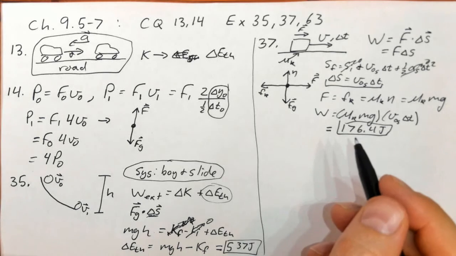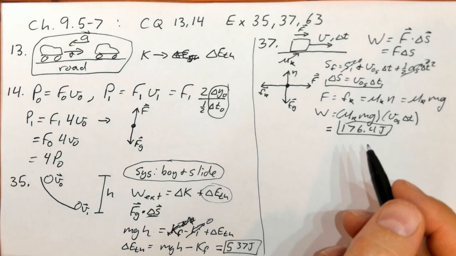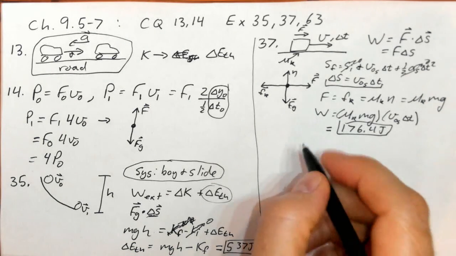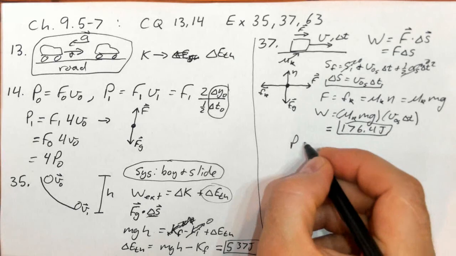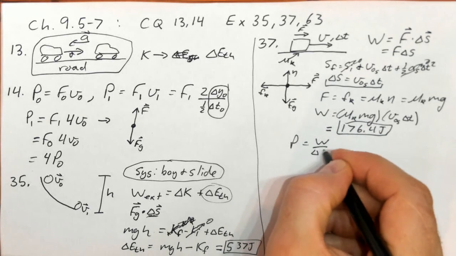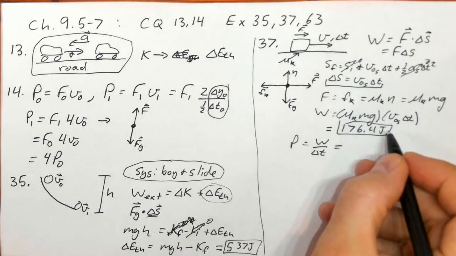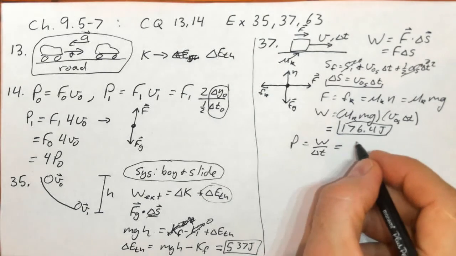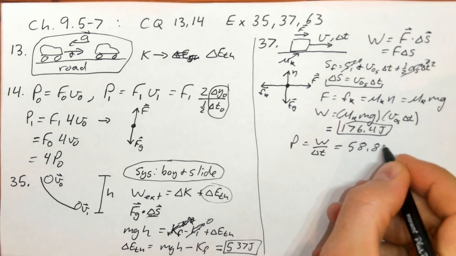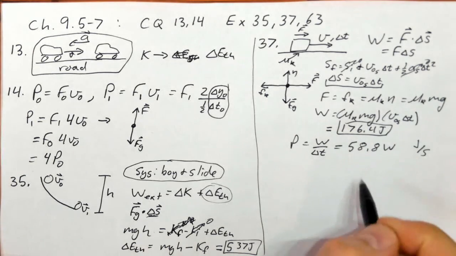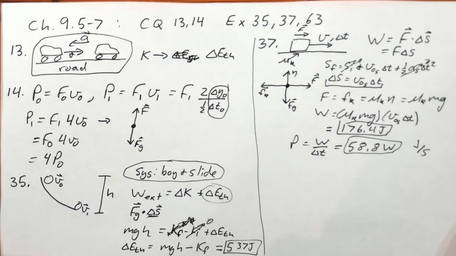Now this has a part B. And part B says, well, what is the power going on? So power, once we have the work, is just the work divided by the total delta T. So this is the total work done over the total time. And so you take this number divided by 3, and you'll get 58.8 watts. And watts is the same thing as joules per second, energy per time. Okay. Very good. Now go ahead and move on to 63.